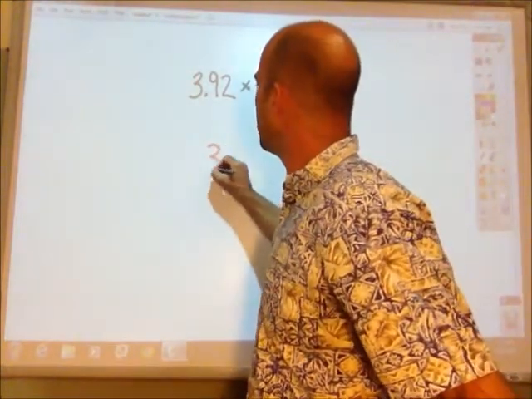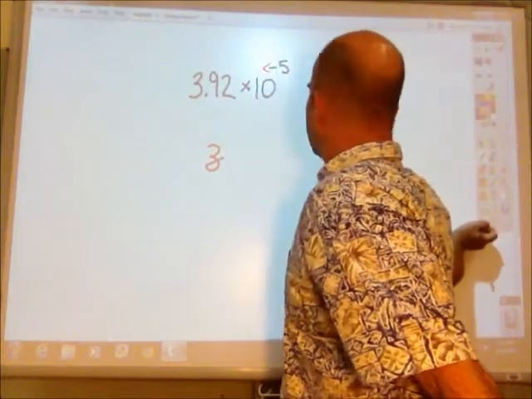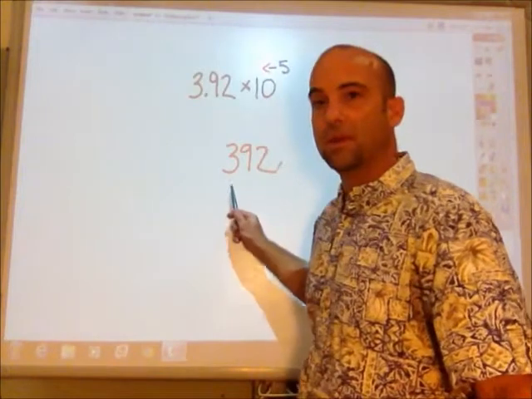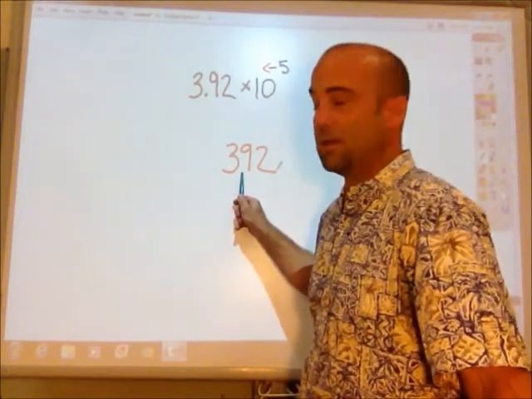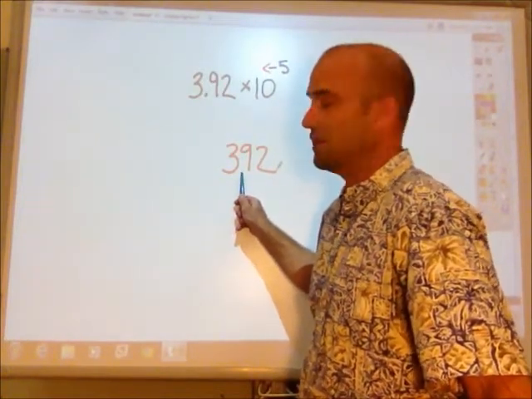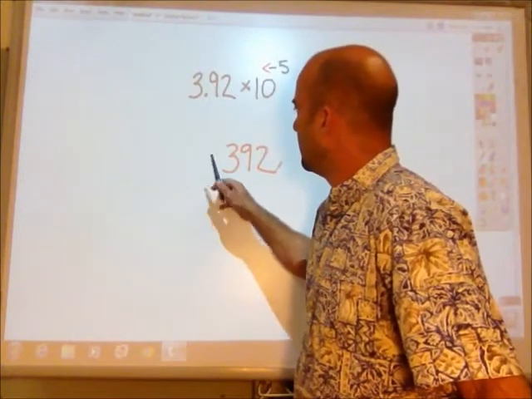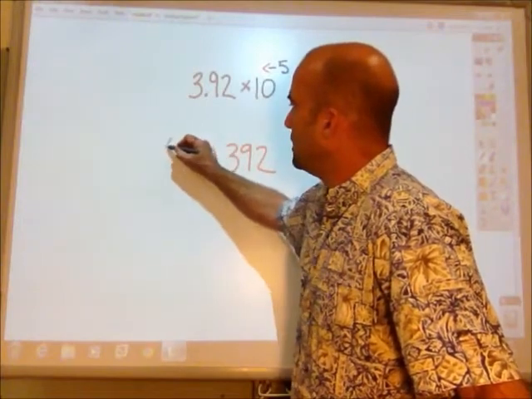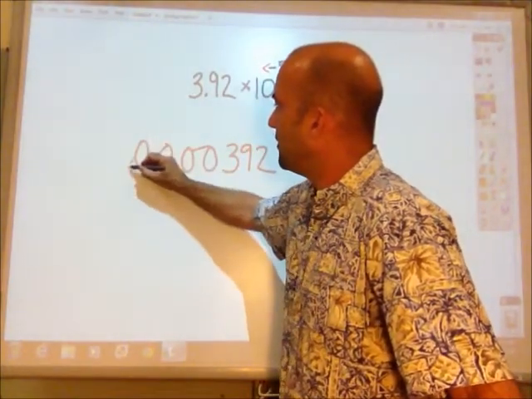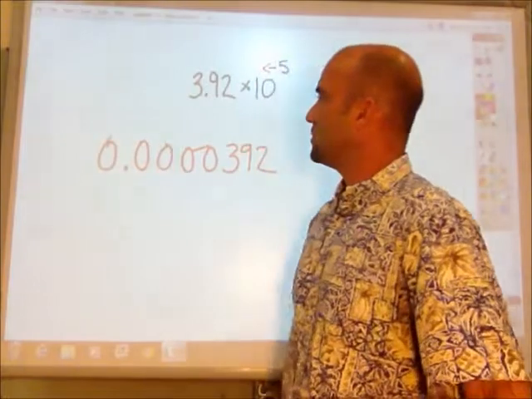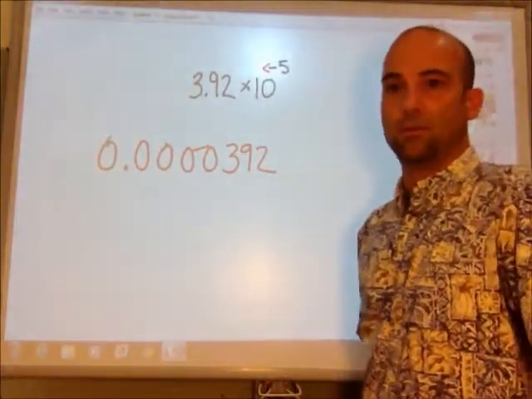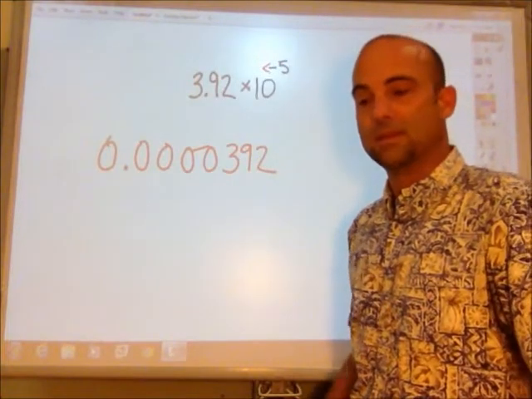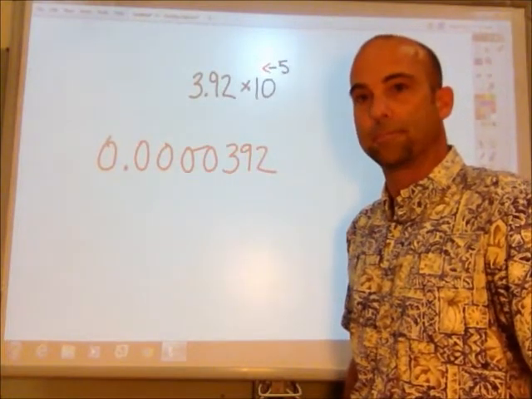So here's the 3, 9, 2. My decimal was here after the 3. I'm going to move it 5 places. 1, put a placeholder, 2, put a placeholder, 3, 4, 5. So 0.0000392 is that number in standard form.